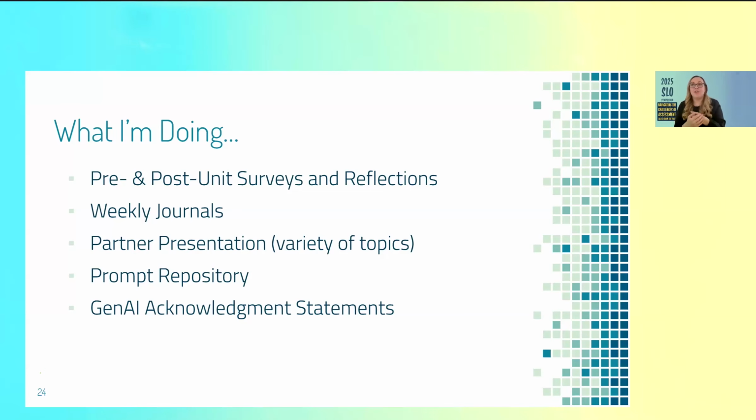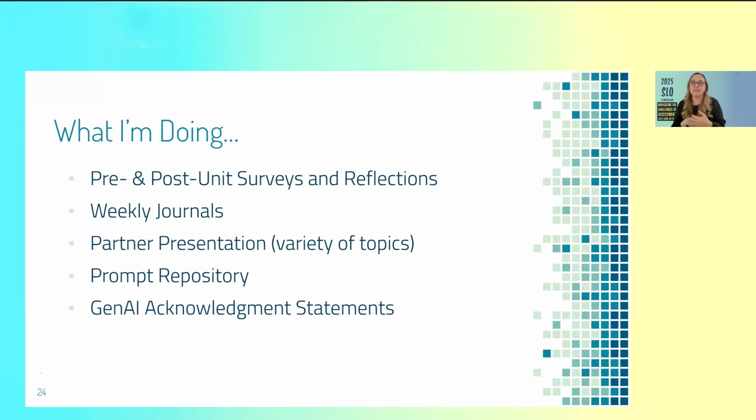At the end of the class, we'll have some partner presentations. Students are able to choose their own topic. I have some preformed topics for them if they want to choose one of those, but one of my students is already interested in creating a set of AI policy guidelines for our university because we don't yet have AI policy guidelines for our university.